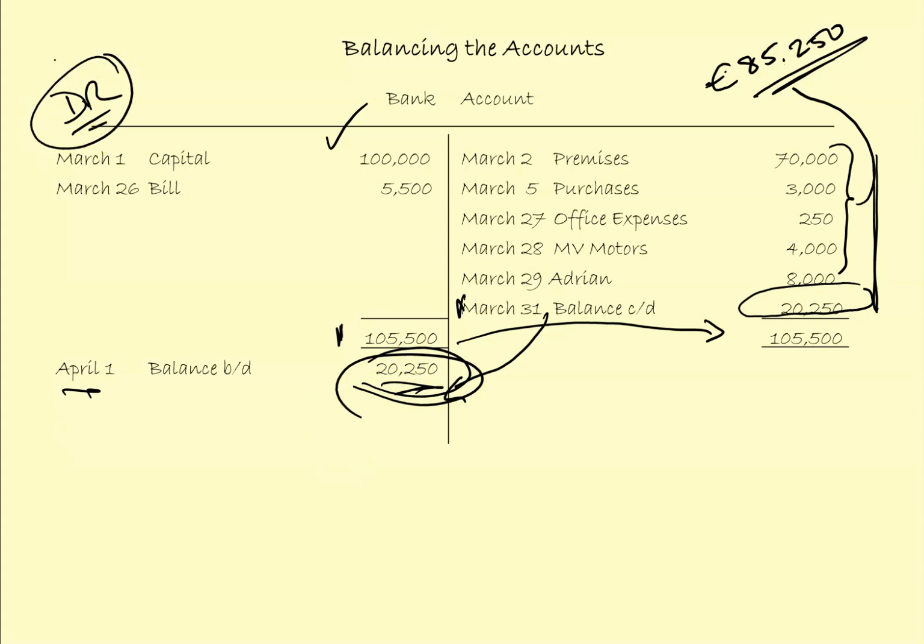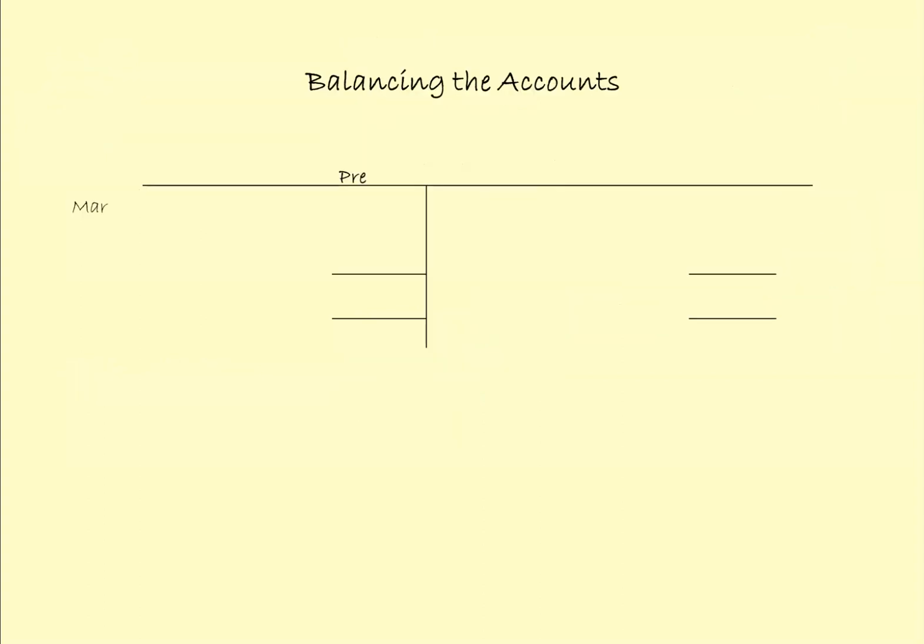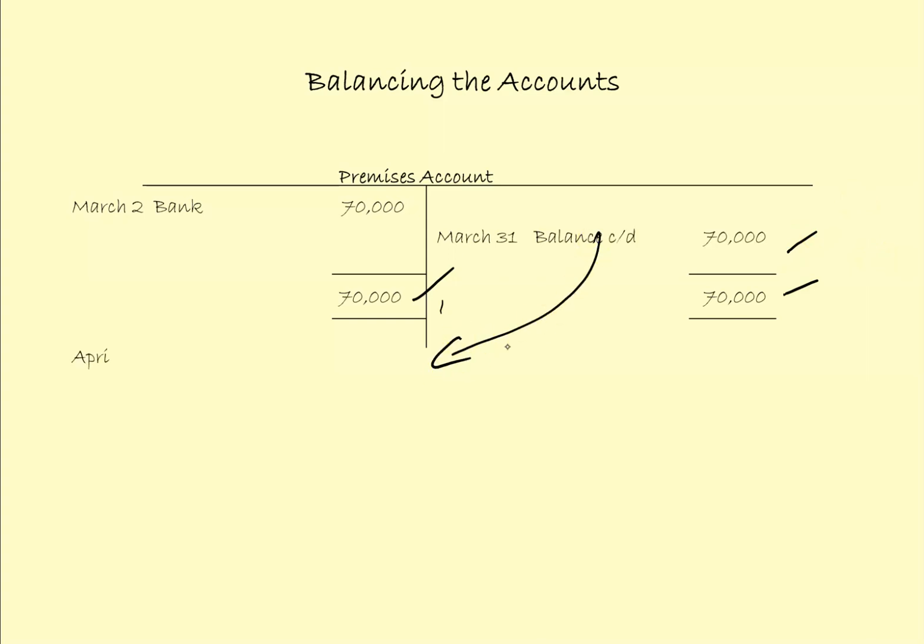A debit is an asset. So the asset of bank, we have 20,250 in the bank. Moving on, premises. Well, there's only one transaction here, so it's fairly quick. 70,000, 70,000. Balancing figure, 70,000. And bring the balance down, 1st of April, 70,000. Okay, and it's on the debit side because the premises is an asset. Assets are always on the debit side.